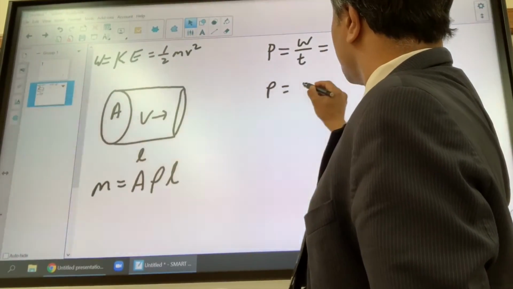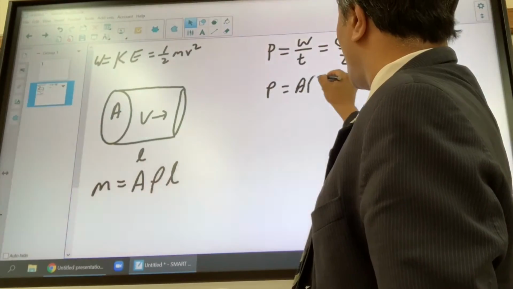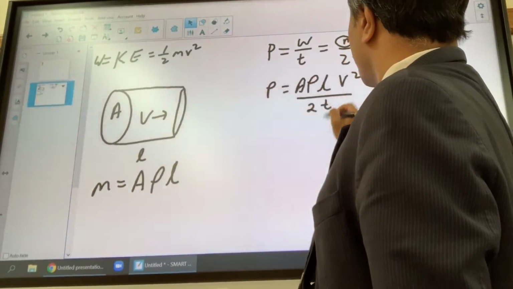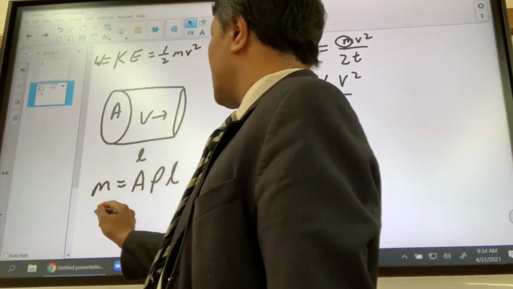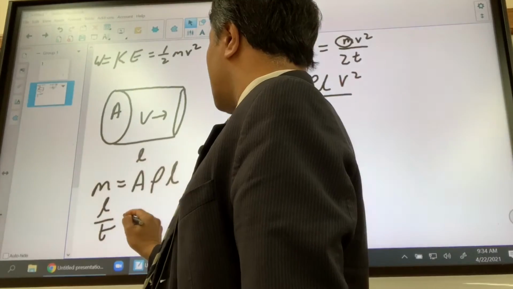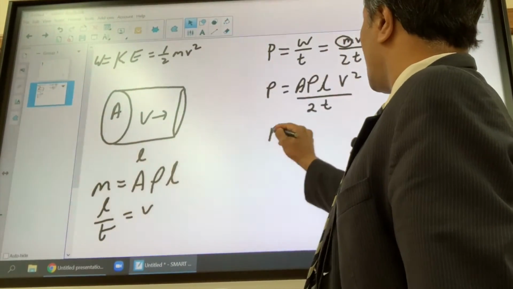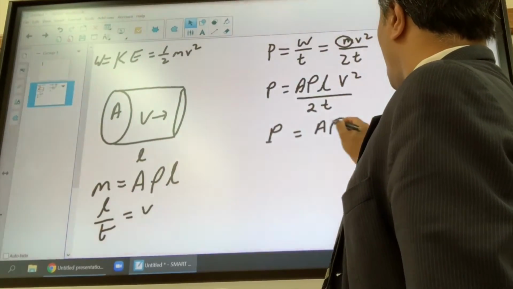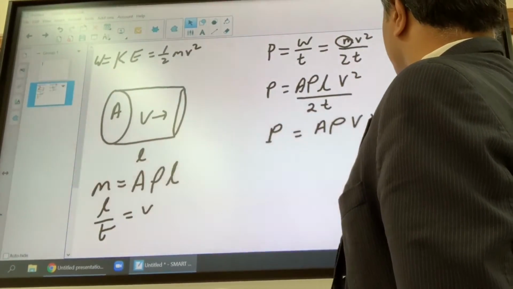Now we can replace m by this. So P is equal to A rho L v squared over 2T. Now you notice L over T. What is L over T? L over T is the velocity. So we're going to write the power is equal to A rho, L over T is the velocity, and then velocity squared over 2.